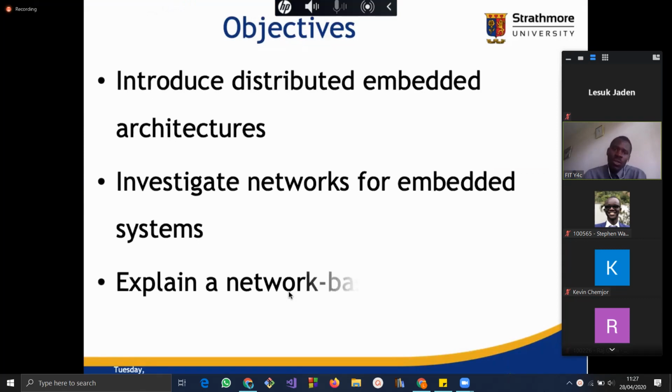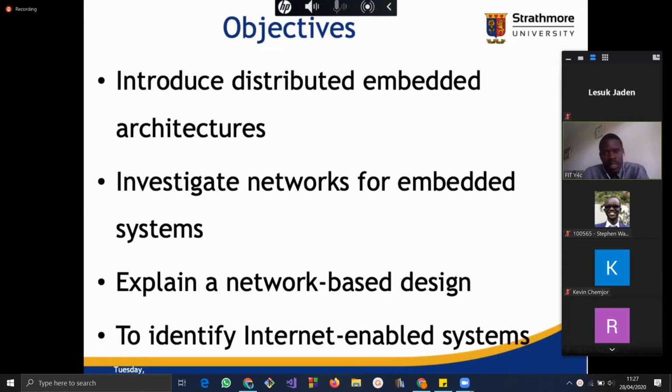We'll introduce the concept of distributed embedded systems. Then we look at networks for embedded systems. What kind of topologies are you likely to be dealing with when you're designing an embedded system? And then we'll go deeper into modeling a network. For example, how many layers? So we try to model a distributed embedded system network using the OSI framework. So yeah, we'll cover those in this class. So these are the objectives.